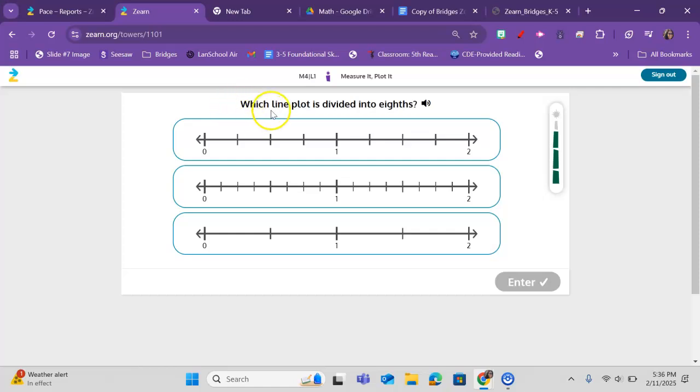All right, and it says which line plot is divided into eighths. So we want to look between the 0 and the 1 and look for the one that has 8 lines. Well, it has 7 lines and then there'll be a whole number. So this one has 1, 2, 3, and then 4. So that is not 8. Let's look at the next one. 1, 2, 3, 4, 5, 6, 7, and then 8. That looks like it might be it, but let's always double check and make sure we're not missing something. I have the 0 to the 1. There's only one line, so that cannot be it. So this second one should be the eighths.